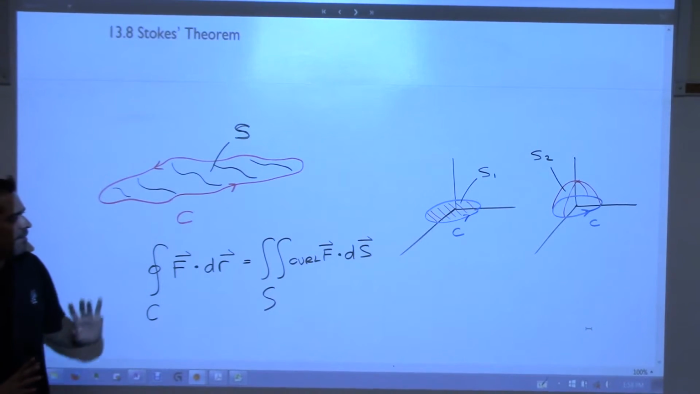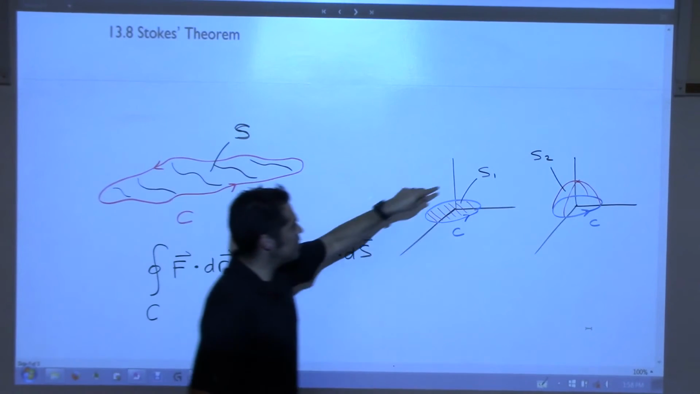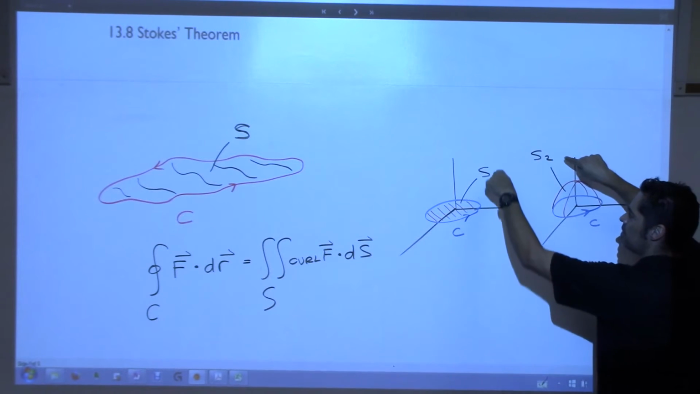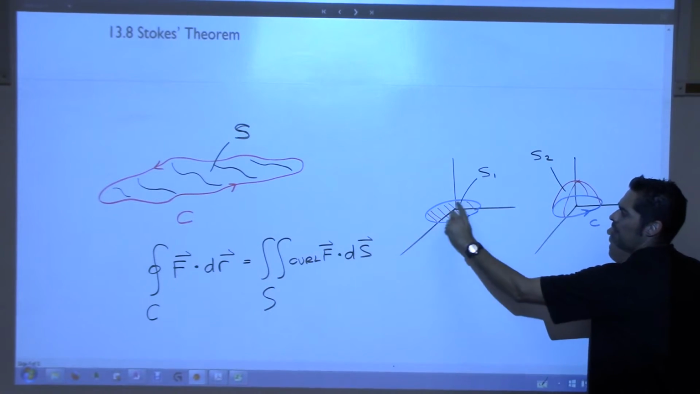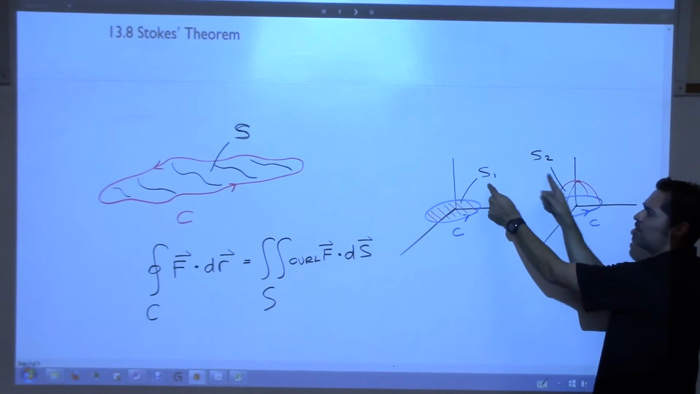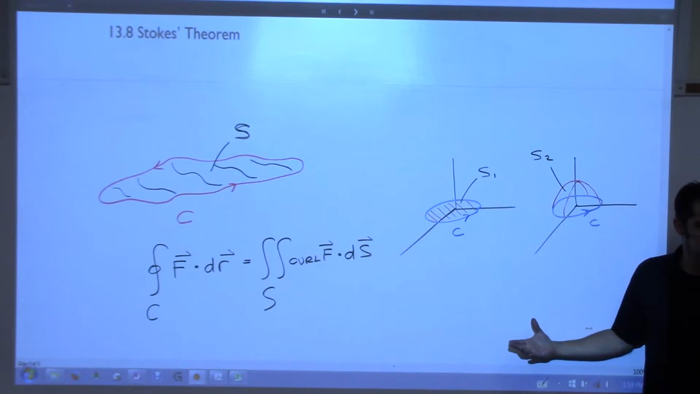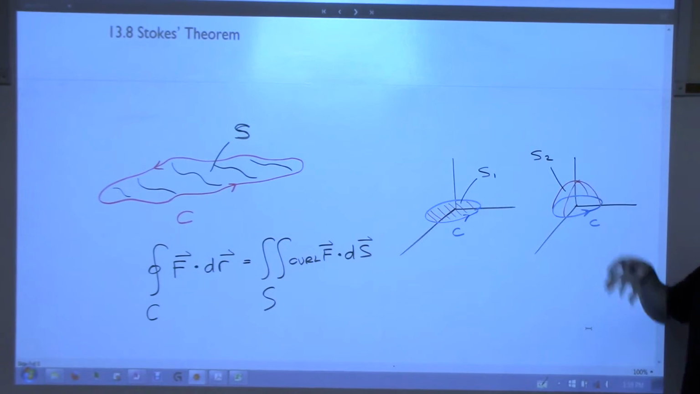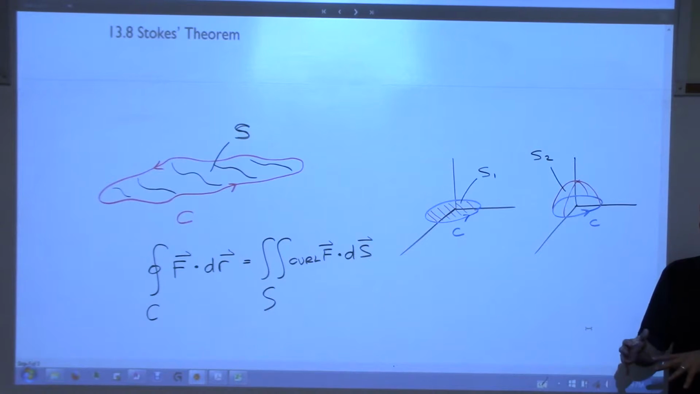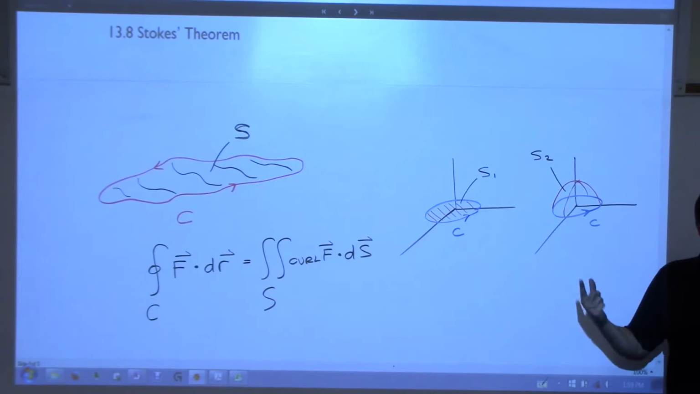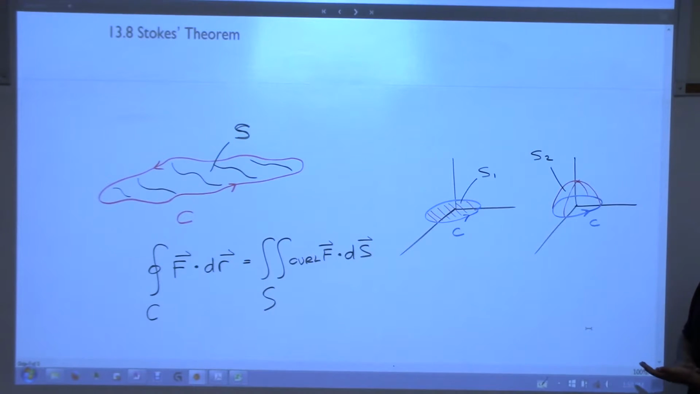Which means that if I use this surface or this surface, if I'm trying to find the line integral around C, I can use either one, I should get the same answer. So the surface in the center is totally independent of what's going to happen on that line integral. It's kind of crazy that it works that way.